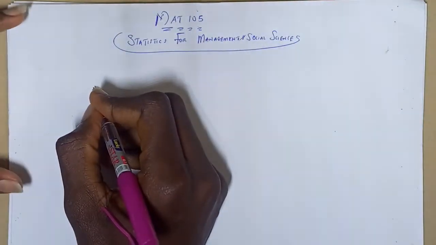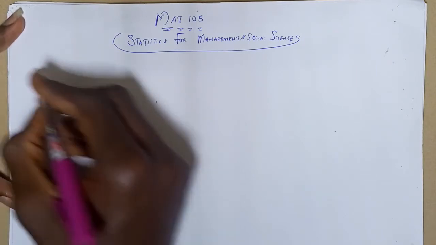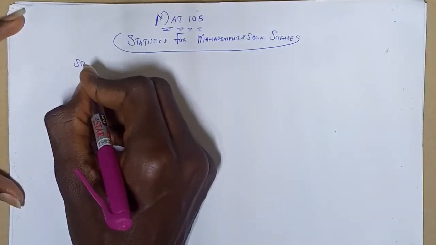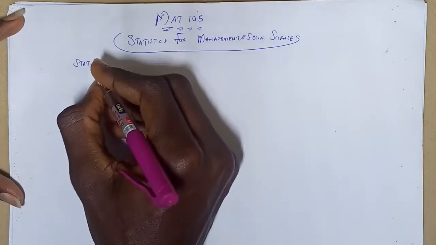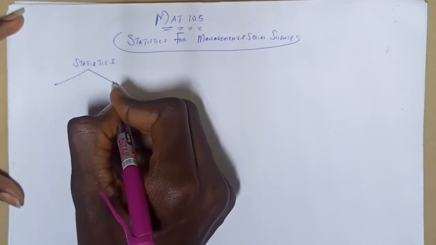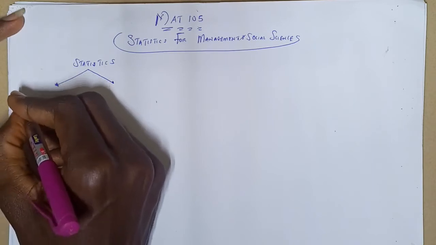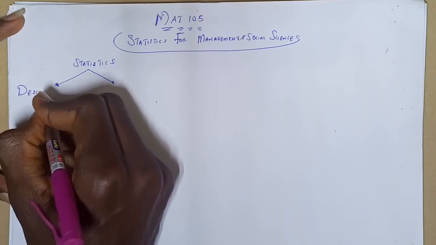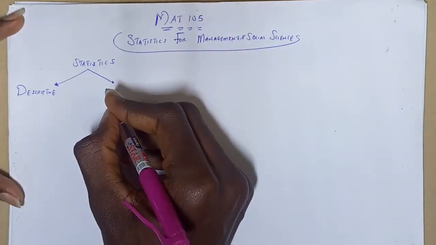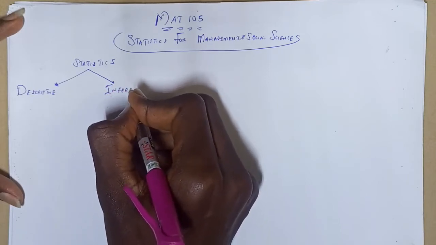So now, since we are dealing with statistics itself, you have to understand these basics. Take notes. At first, statistics has two major types. The first one is what we call the descriptive statistics. Take note of that. And the second one is the inferential statistics. The inferential.